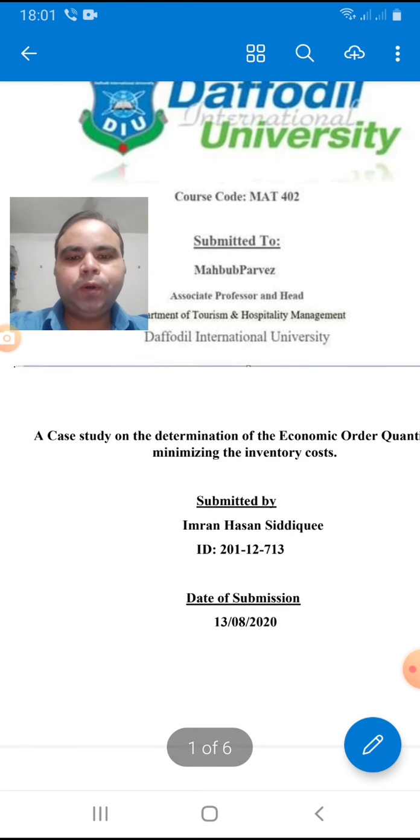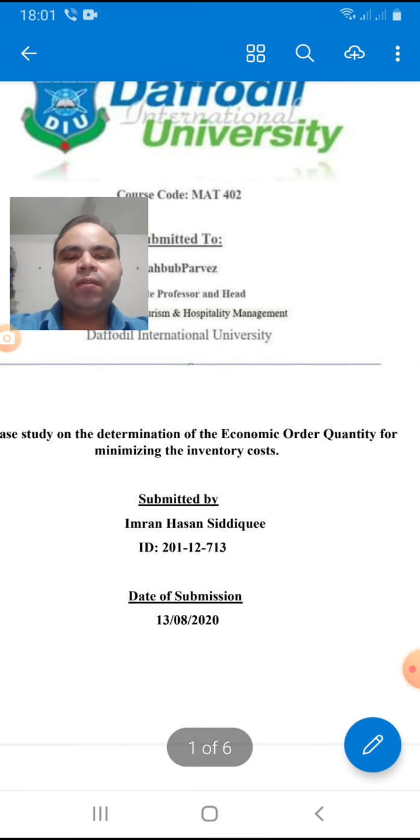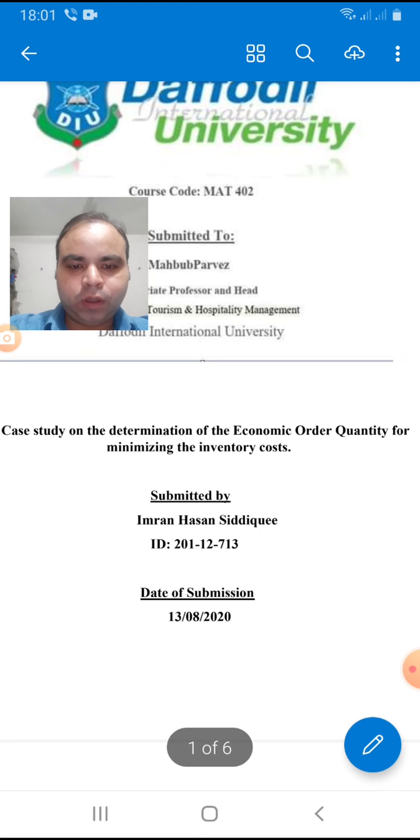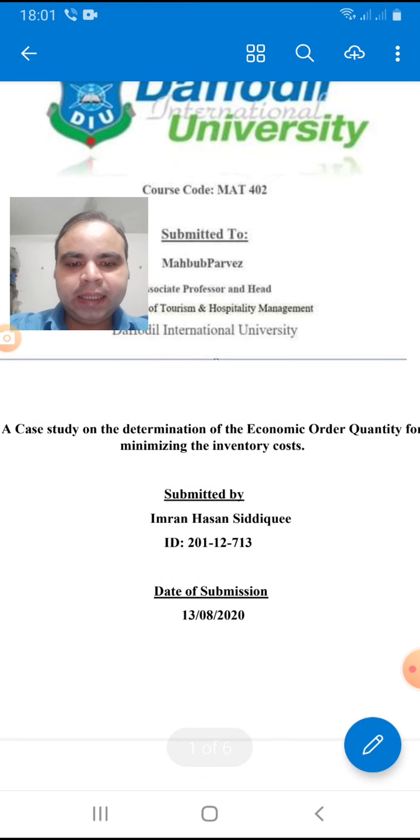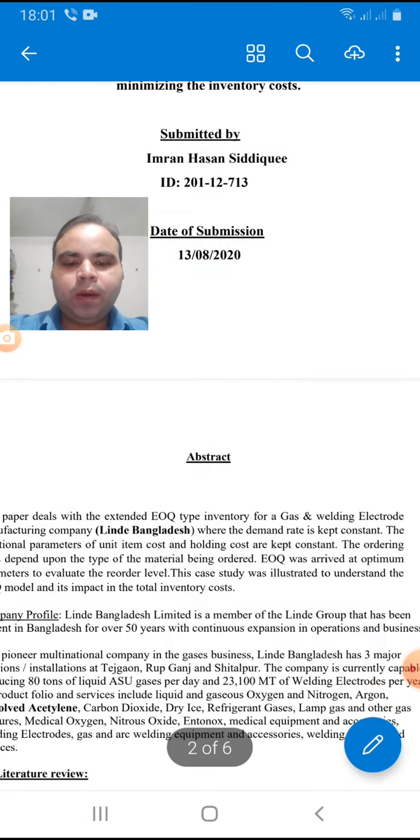Today I'm going to present my case on economic order quantity for minimizing the inventory cost. My ID is 20112.